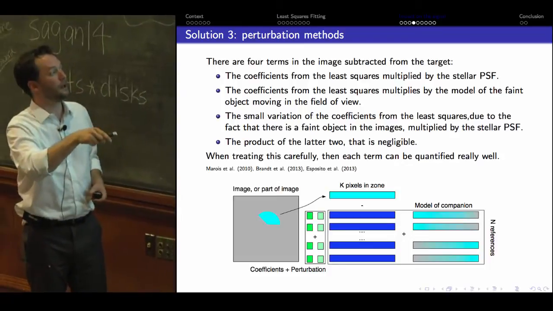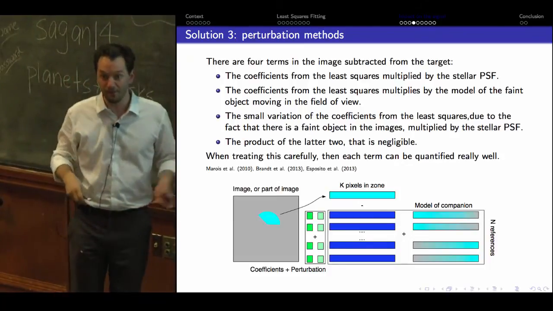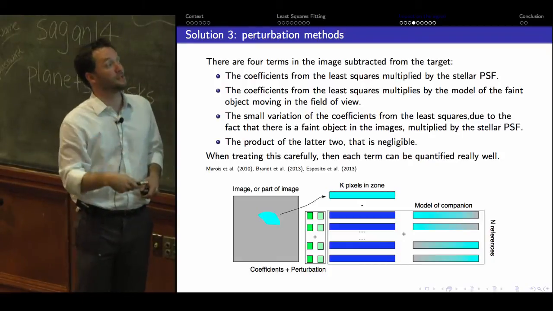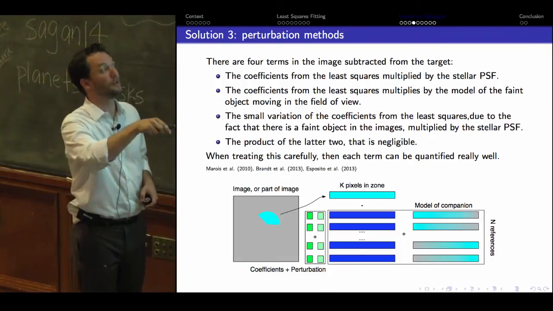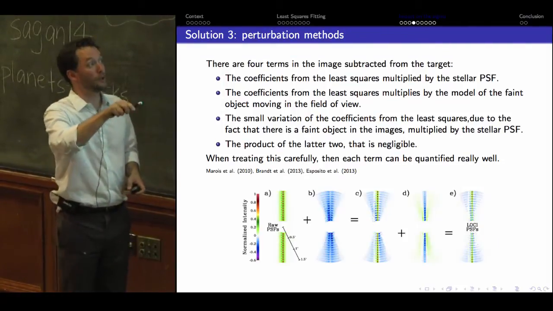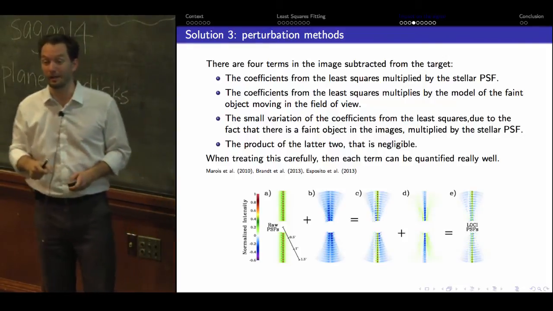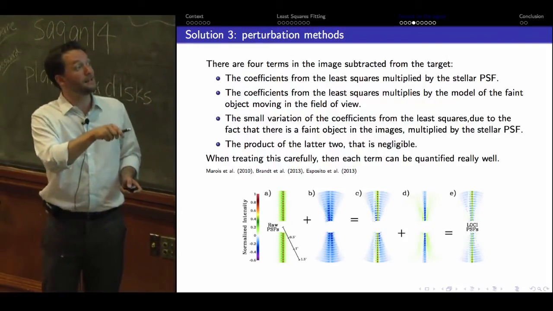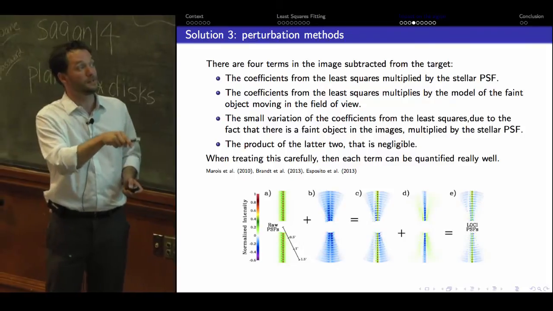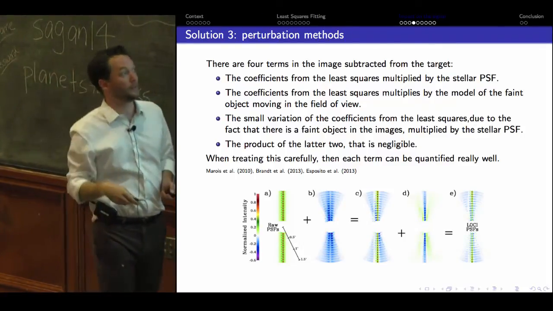You can neglect this one times this one because it's just 2 small quantities. But Tim published this very nice scheme to actually retrieve each term here. And this is this figure here. This is just done for ADI, where you can retrieve each one of these terms and really model your self-subtraction in ADI. Now, there's something very special about ADI. We're talking about the planet rotating with the field angle.